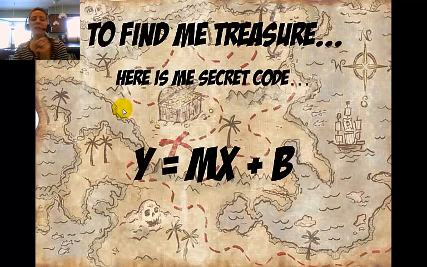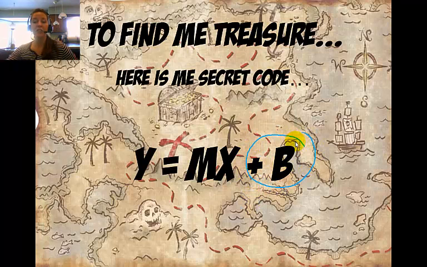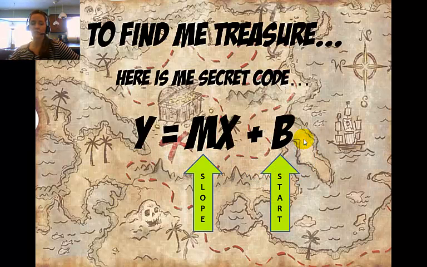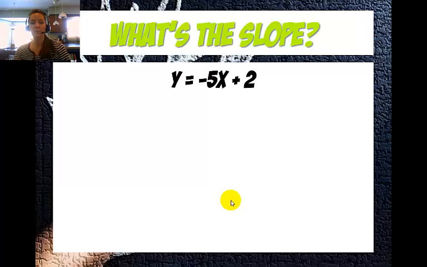Okay, so his secret code is y equals mx plus b. This is our slope-intercept form, and our starting point, even though it's at the back of our equation, that's going to be where we start on our coordinate grid. Okay, from there you use the slope to build the next point, and then the next point, and the next point. All right, so let's take a look at some of these examples.